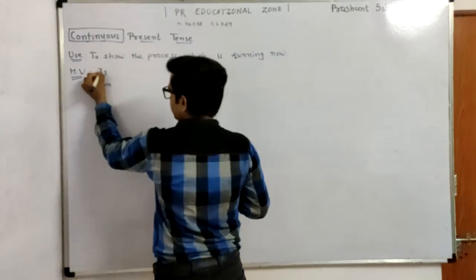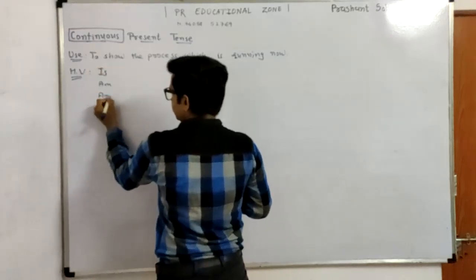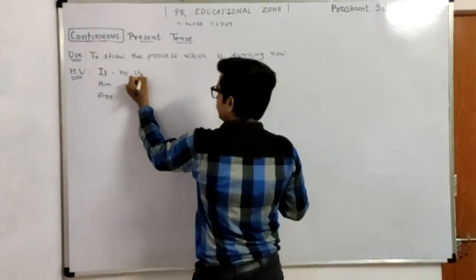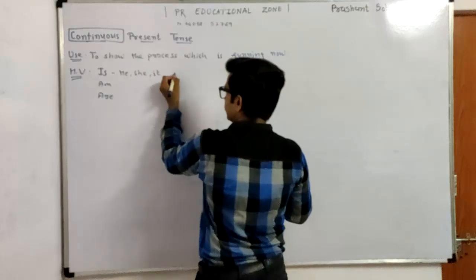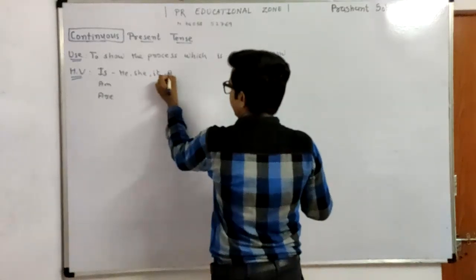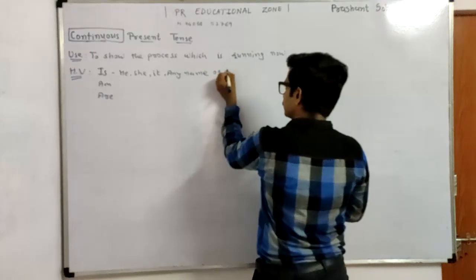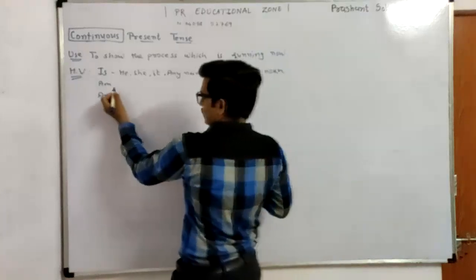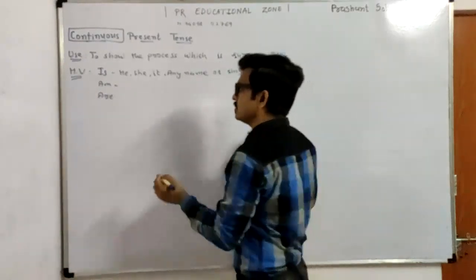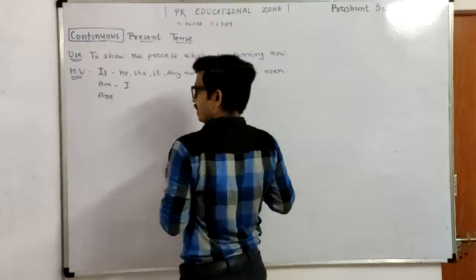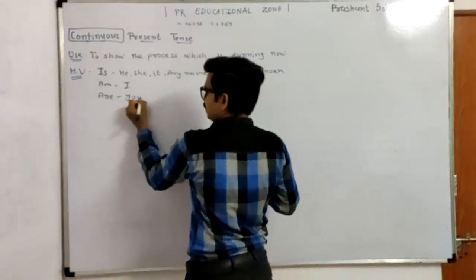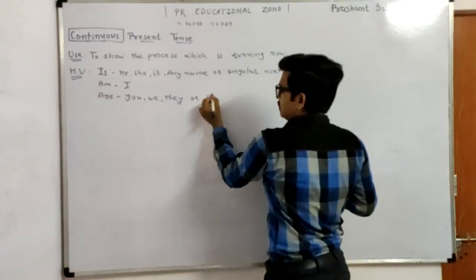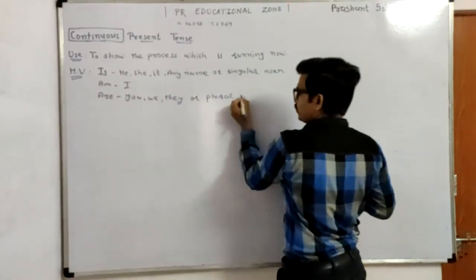Here the helping verb is am, is, and are. Is is used with he, she, or it, or any name, or singular noun, and am is used with only one pronoun, which is I, and are is used with you, we, they, or plural, we can say plural noun.